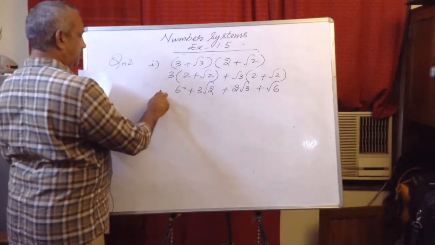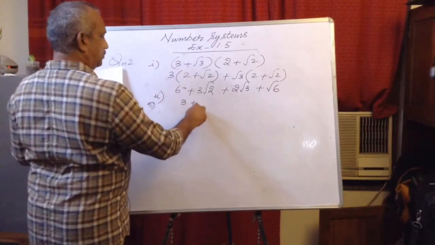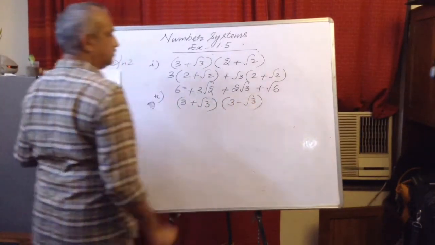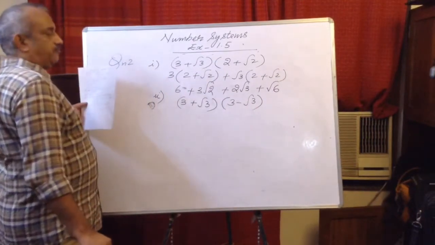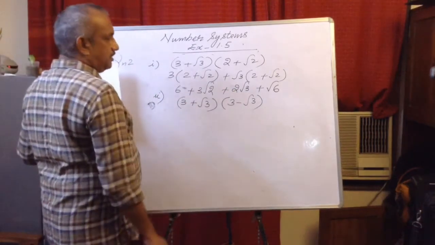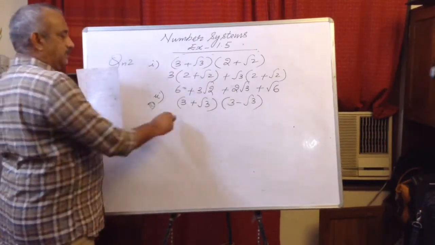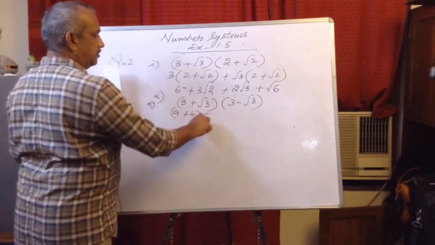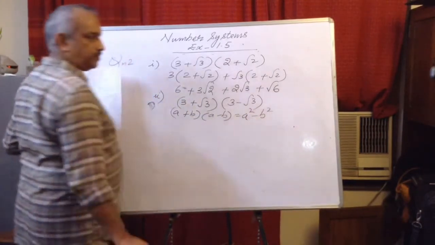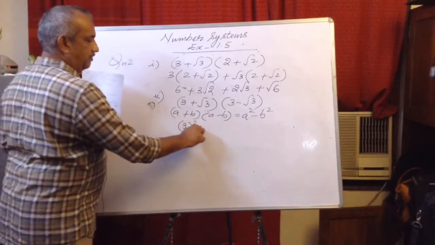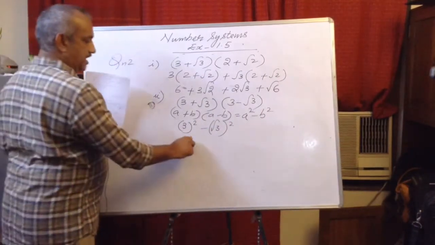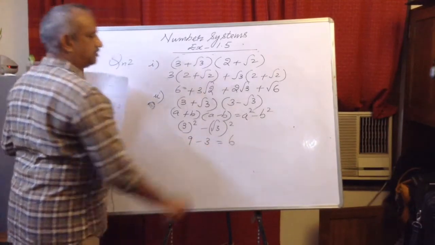Now second one, 3 plus root 3 into 3 minus root 3. So it is directly in the form of the third identity. So a plus b into a minus b is equal to a square minus b square. So 3 the whole square minus root 3 the whole square. 9 minus 3 is equal to 6.